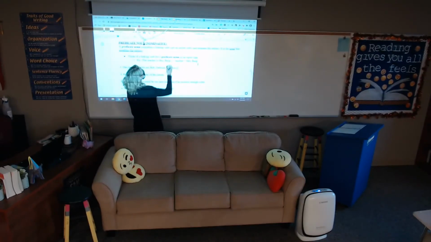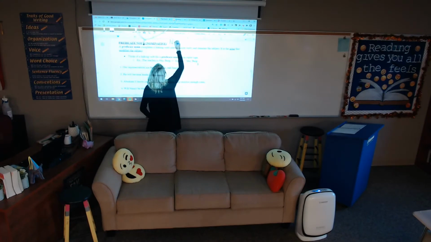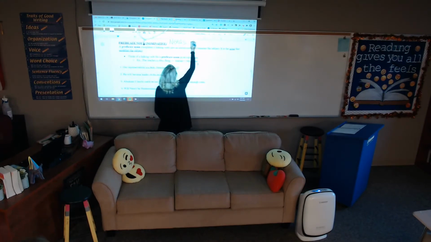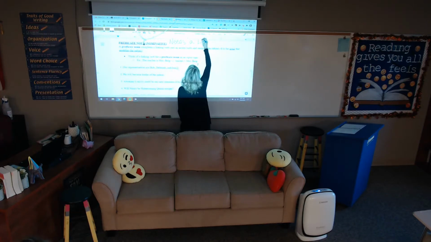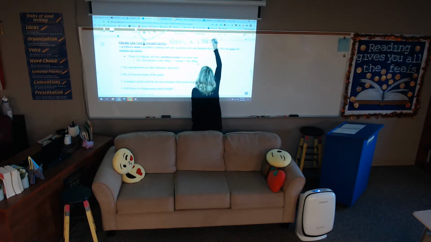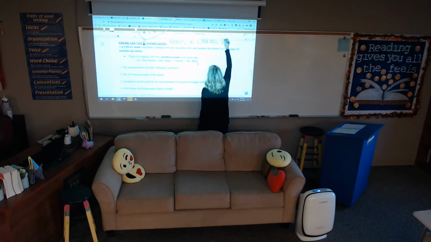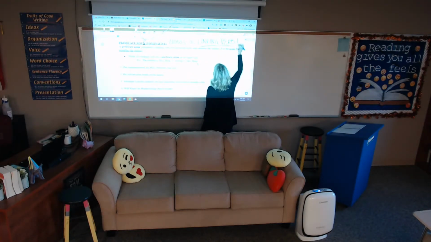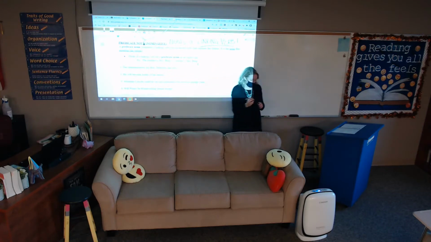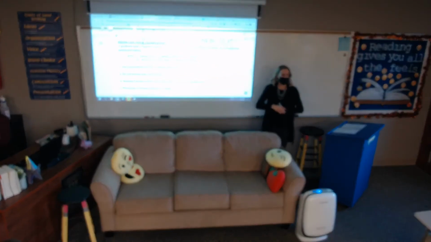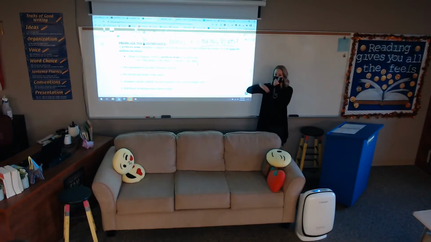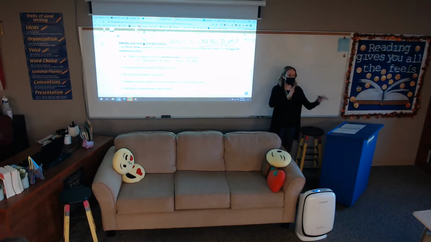So at the top of the back of your paper, I want you guys to write in giant letters, okay, needs a, what do you think it's going to need? Linking verb. Nice. So write that in big letters. Needs a linking verb. Okay, that's going to be the key distinguishing factor between whether we look for a direct or indirect object and whether we look for a predicate nominative or a predicate adjective.